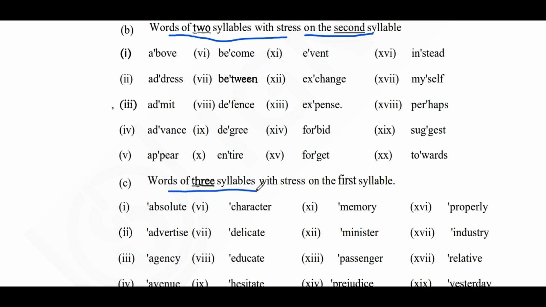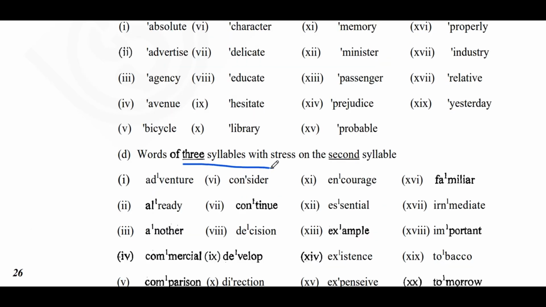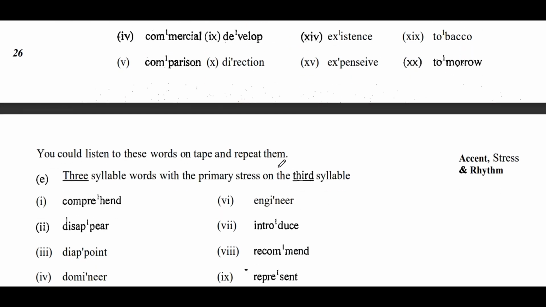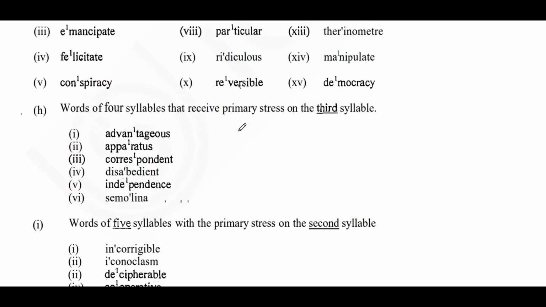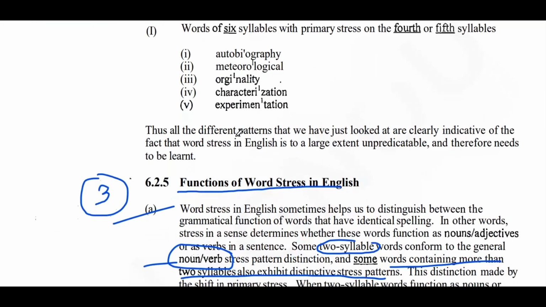Then ahead come three syllable words where the first syllable is the emphasized one: character, delicate. And three syllable words where the second syllable is more emphasized: consider, continue. And then again three syllables. You can see similarly they have given lots of examples. You can go through them.